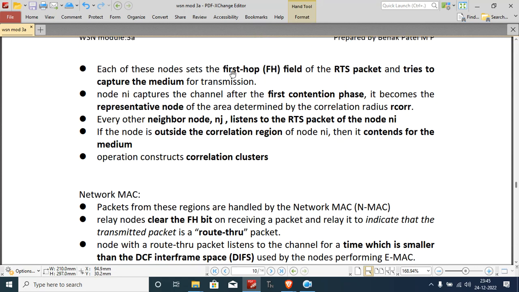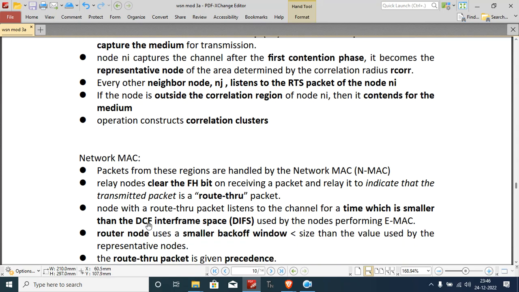Where FH is the first bit which was earlier set in the RTS packet, but these relay nodes will clear that FH bit on receiving a packet and relay it, to indicate that the transmitted packet is a route through packet, and it's not because of that node sensing. Because here importance should be given to the previous value which has already been measured. So this node with the route through packet listens to the channel for a time which is smaller than the DCF interframe space.